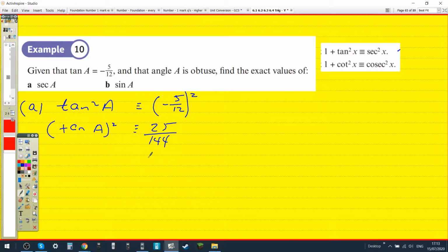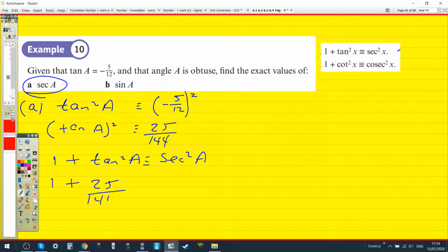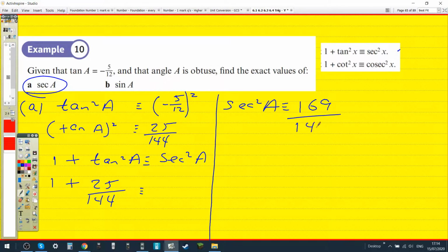We want to turn that into sec A. Alright, we'll do one properly, then I'm doing the shortcut. So, using our identity, 1 plus tan squared A is identical to sec squared A. We want to find sec A. We said tan squared A is 25 over 144. Calculator. What is 1 plus 25 over 144? 169 over 144. And so sec squared A is 169 over 144.